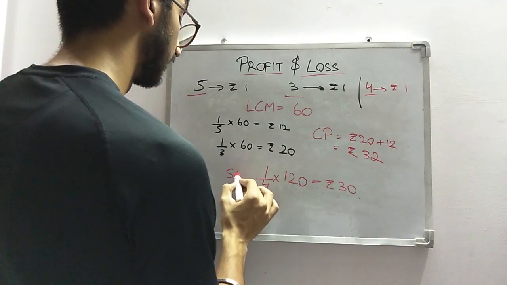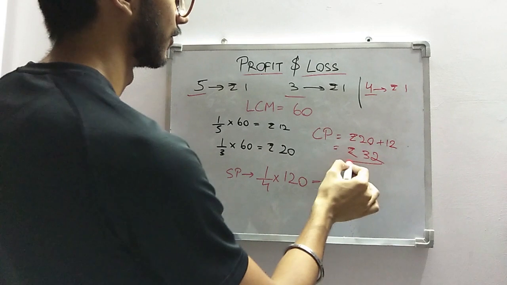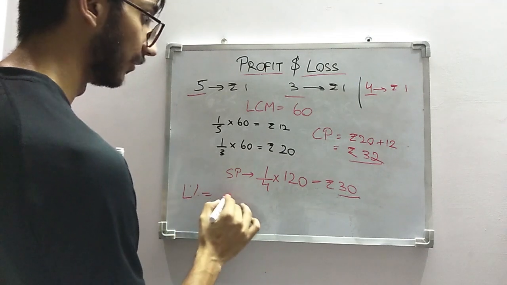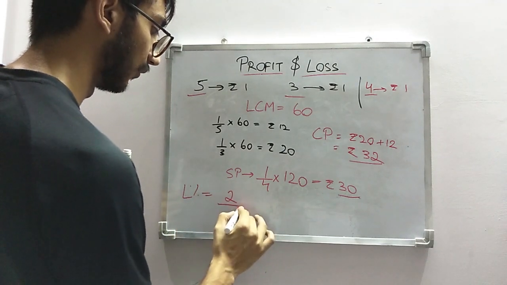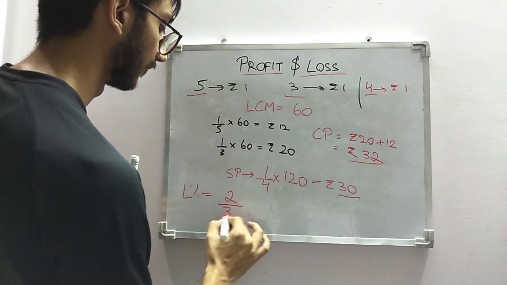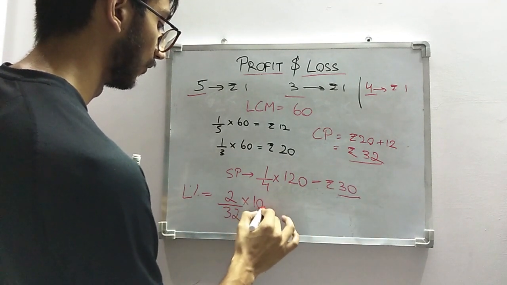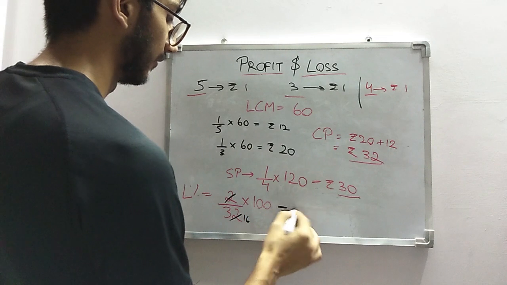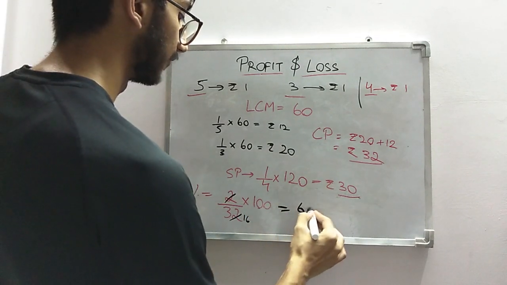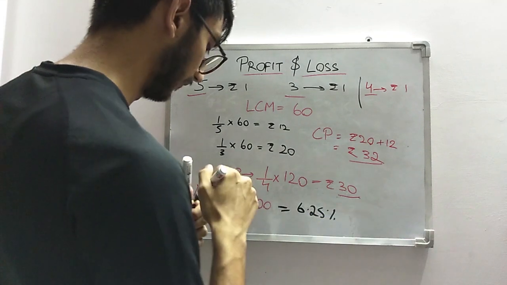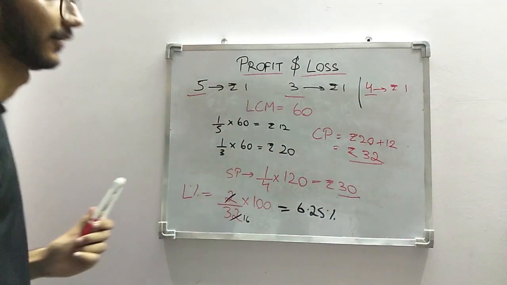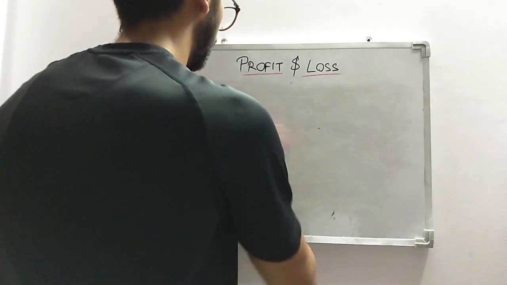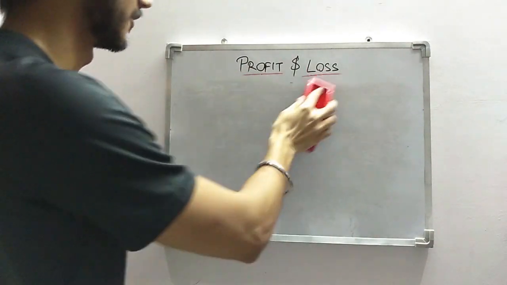Now my selling price is less than my cost price. That means I've made a loss, and my loss percentage will be loss, that is 2 rupees upon my cost price, that is 32 rupees, into 100. Right, so if we cut it down, the loss percentage will come out to be 6.25%. Right, so I hope you have understood the question. If not, you can also rewind it and see it once again. I'll move on to the next pattern.